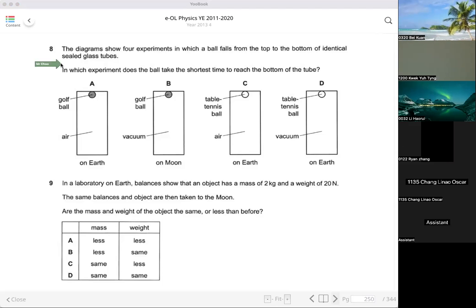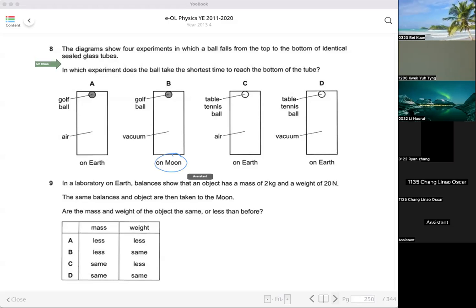Okay, I got the answer already. Yiting, correct. Bei Kuan, try again. Huai Xin, correct. Hao Rui, correct. Oscar, correct. Ryan, where are you? Okay, so in this case, Ryan, well done.